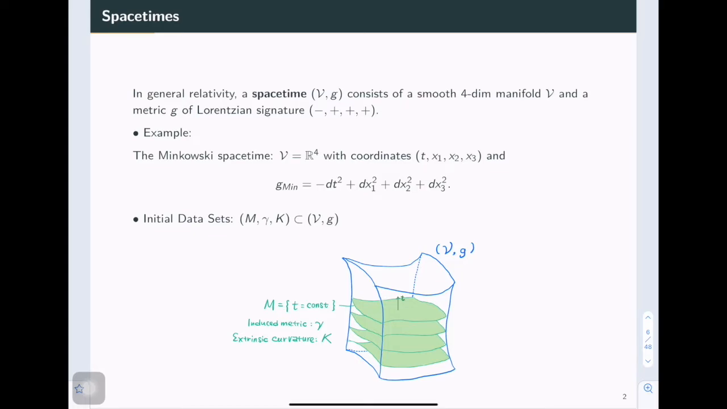The ambient spacetime metric induces a Riemannian metric gamma on M and the extrinsic curvature tensor K on M. More precisely, K is the second fundamental form of the hypersurface, which measures how M is curved in the ambient space. Here, this triple (M, gamma, K) is called an initial dataset of the spacetime. An important portion of the research in general relativity is to study the mass of initial datasets.